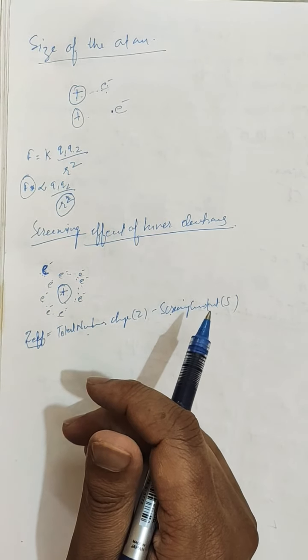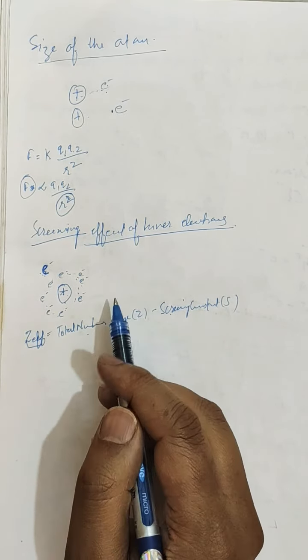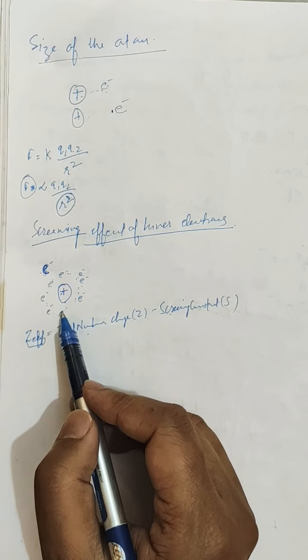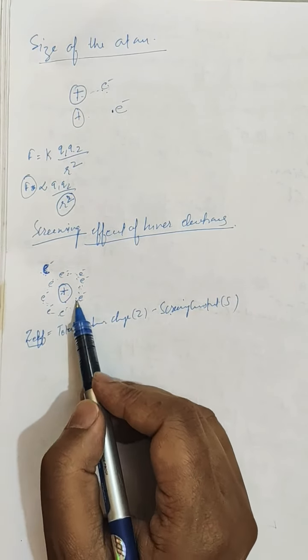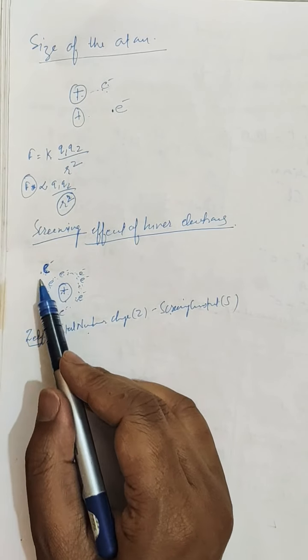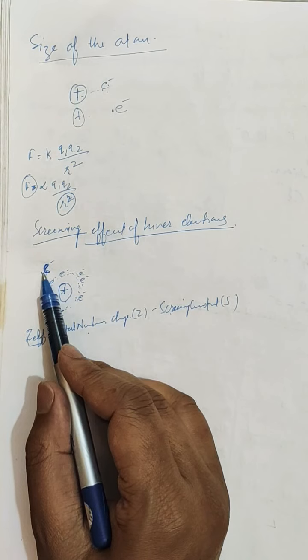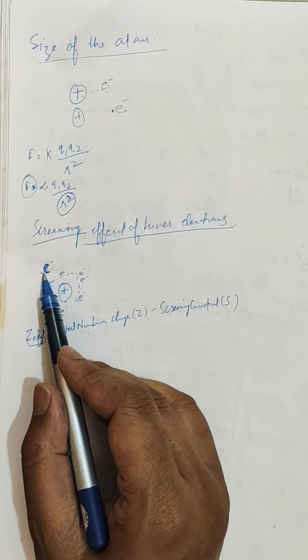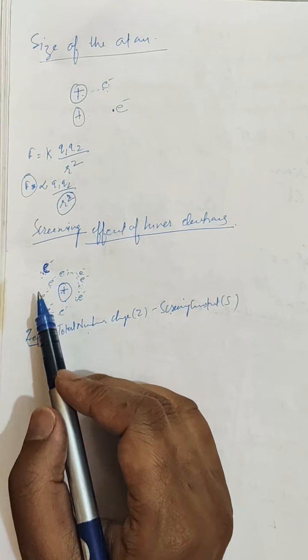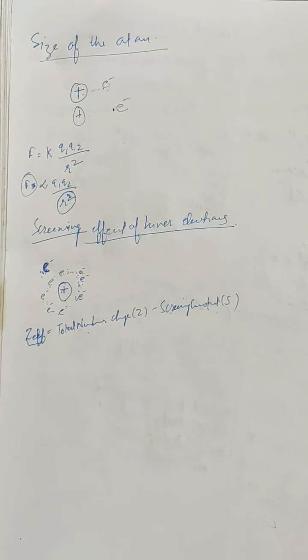So if the number of electrons in the inner shell is large, the screening effect will be large. Obviously, if there is a large number of electrons in this screening effect, the nuclear charge felt by the outermost electron will be less. So consequently, ionization enthalpy will decrease. Thus, if other factors do not change, an increase in the number of electrons tends to decrease the ionization enthalpy. So this is the screening effect of the inner electrons.